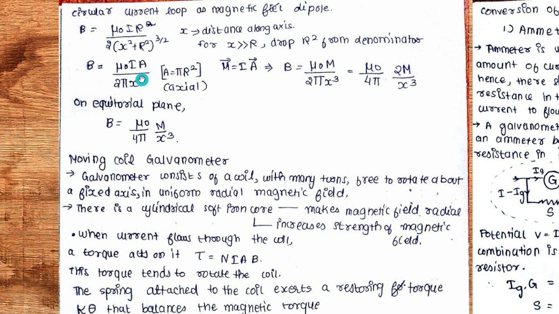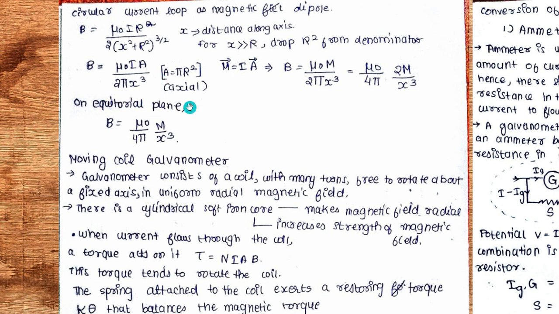Now finally what we'll have, this r square is dropped, right? So x square to the power 3 by 2. Now x square to the power 3 by 2 can be written as x cube, right? So I'll get B is equal to mu naught IA by 2 pi x cube. And here again, A is equal to pi r square. So this is on the axial position.